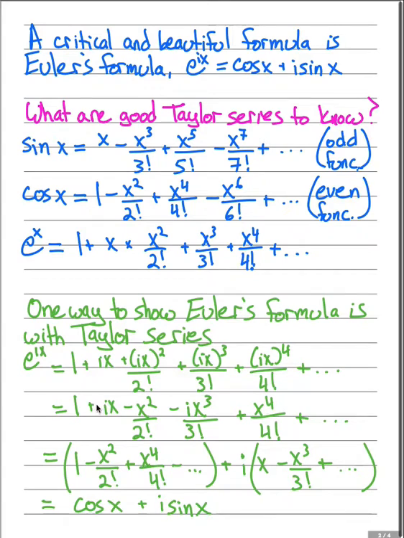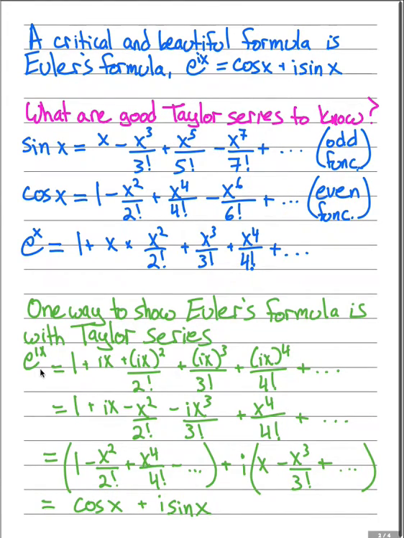So now what I'm going to do is collect all of the terms that have no i's, and I get 1 minus x squared over 2 factorial plus x to the 4th over 4 factorial, and so on. And then collect the terms that do have i's, so that's i times x minus x cubed over 3 factorial, and so on. And what you can recognize is that this thing in the first set of parentheses is just the series for cosine x from up here. This thing in this set of parentheses is just the series for sine x from up here.